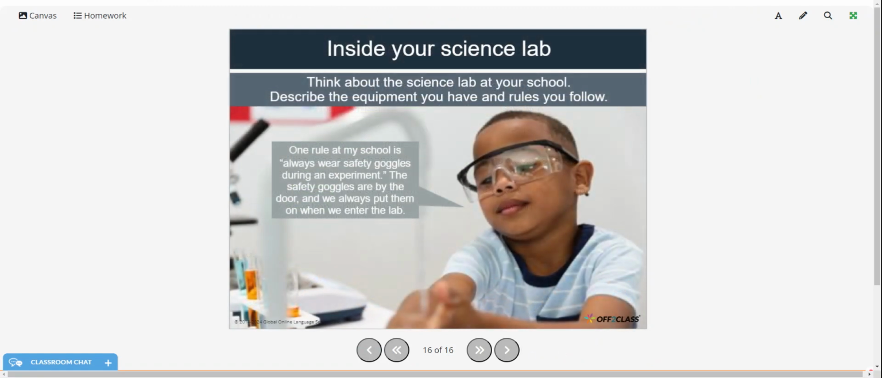All right, so think about working in a science lab and just try to describe the equipment and some rules you might have to follow. And here's an example. One rule at my school is always wear safety goggles during an experiment. The safety goggles are by the door, and we always put them on when we enter the lab.